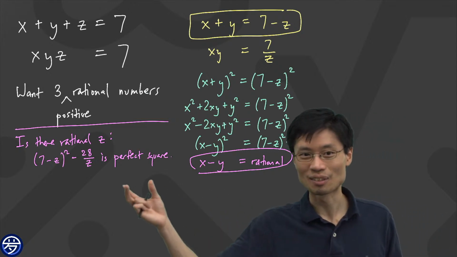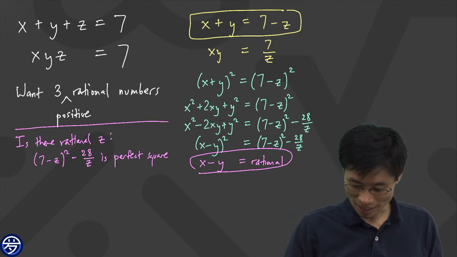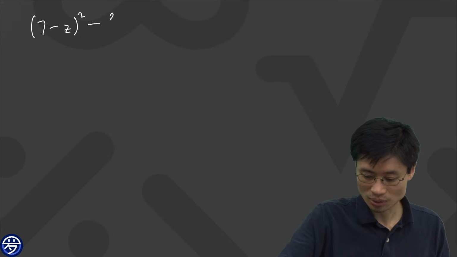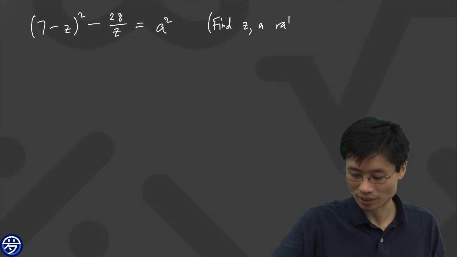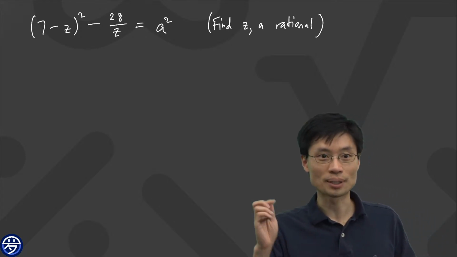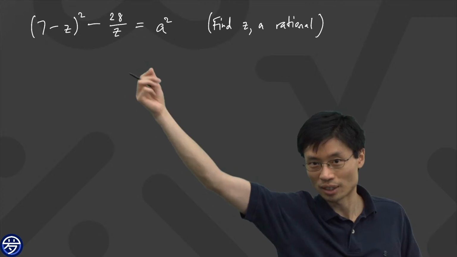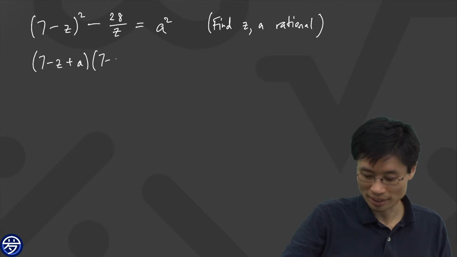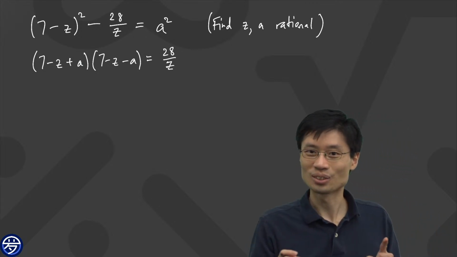No, not yet. The way I want to solve this is, if I want this to be a perfect square, I'm going to give the perfect square a name. Let's call it a squared. So now I need to know, is there a way so that 7 minus z whole thing squared minus 28 over z could be equal to a squared? Find z and a rational. The reason I want to do this is because this matches a difference of squares. And I also see something here I might want to factor. So if I do a difference of squares, put that over on the other side, I get 7 minus z plus a times 7 minus z minus a is equal to 28 over z. Aha. So now that's interesting.